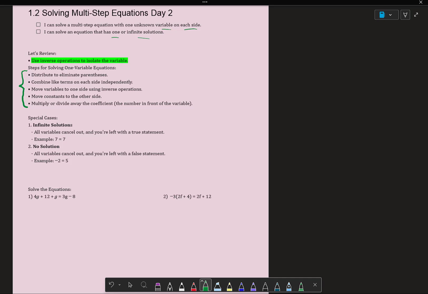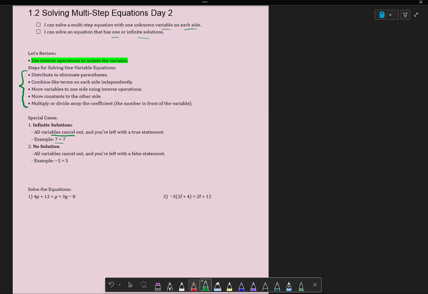So if you're solving an equation and all of the variables completely cancel out, they just don't exist anymore, and you're left with a true statement. So for example, all the x's may cancel out and you're left with something like 7 equals 7. That is an example of infinite solutions.